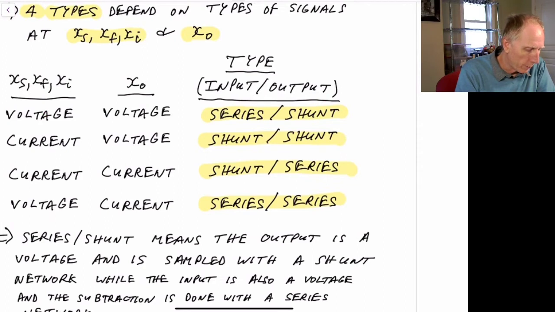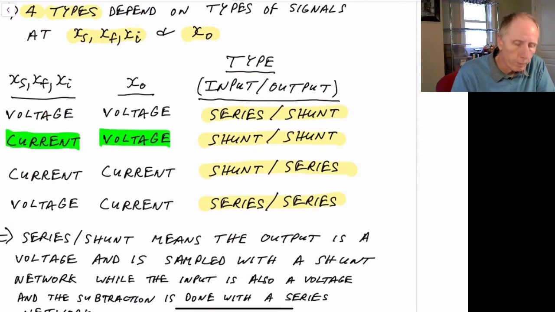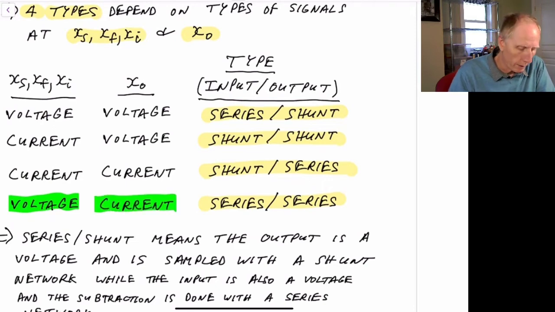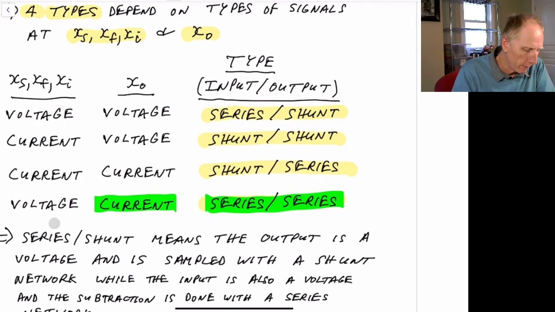The other possibilities: we can have the input being current and the output being voltage, in which case we'll call that a shunt series configuration. We can have the input being current and the output being current, and we'll call that a shunt shunt configuration. And finally, we can have the input being voltage and the output being current, and we'll refer to that as a series series configuration.